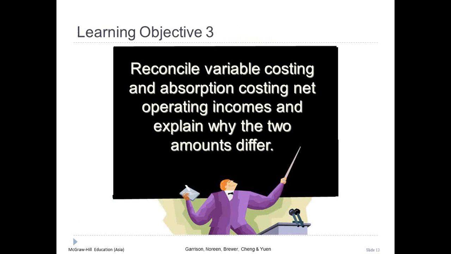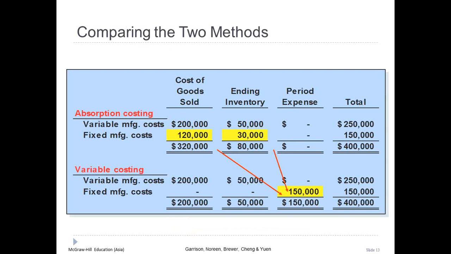So let's compare the two. Variable costing versus absorption costing. Then the bottom lines, and explain why they differ. Absorption costing, variable costing. Cost of goods sold is different under the two methods. Cost of goods sold shows $320,000, whereas under variable it's only $200,000.